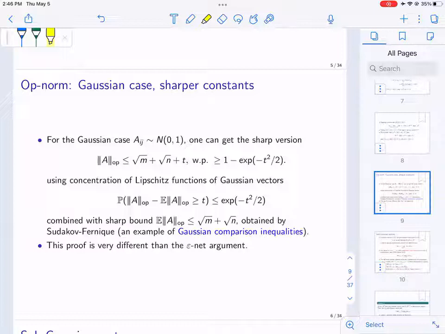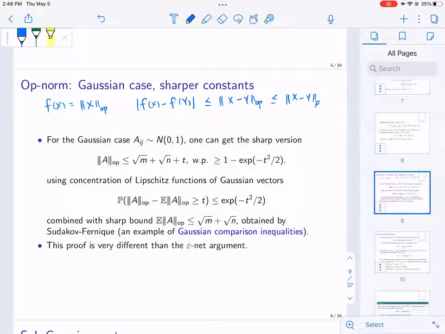So the way that you do it is, if you recall, operator norm is a Lipschitz function of the entries. Remember this, because we want to say that Lipschitz has to be with respect to the Frobenius norm. So if I define f of x to be the operator norm of x, then f of x minus f of y is bounded by x minus y. This is the triangle inequality for the operator norm, and this is bounded by the Frobenius norm. And the Frobenius norm for matrices is just the vector L2 norm. So this is saying that this function is a Lipschitz function of x as a vector.